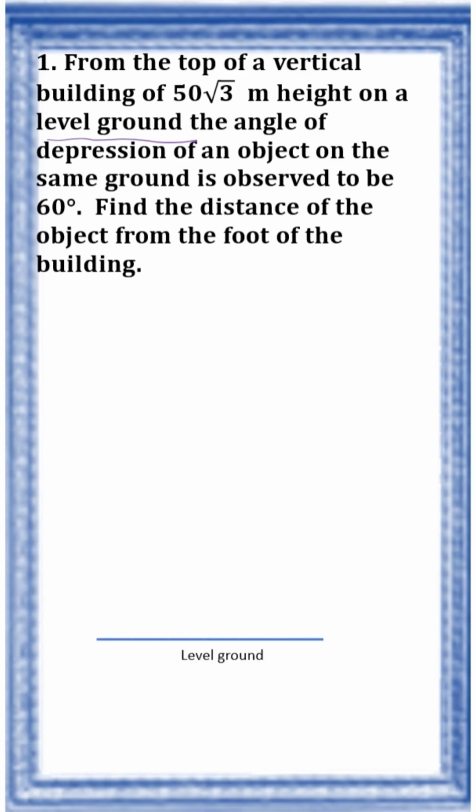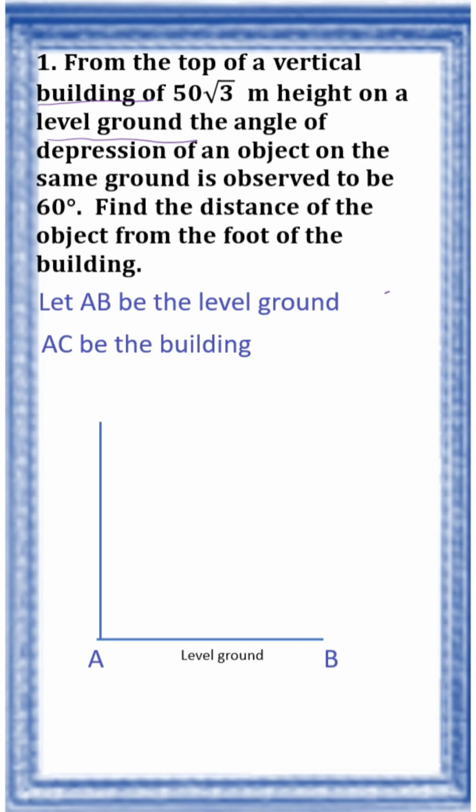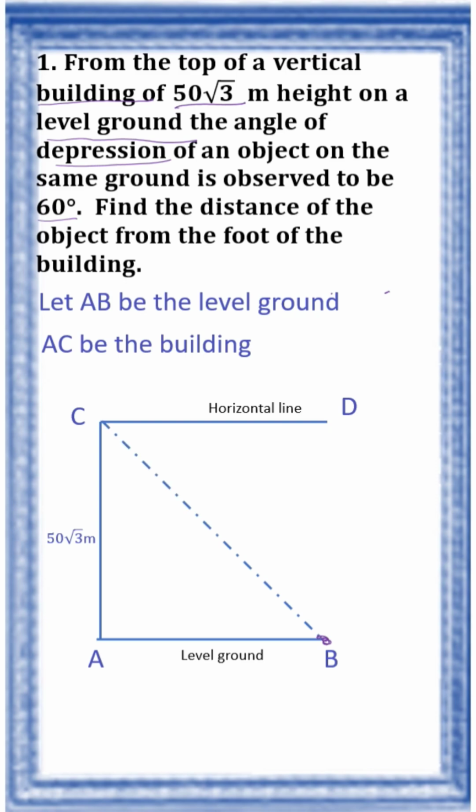So let AB be the level ground. On the level ground, a building is there. Let AC be the building. Its height is 50√3 meter. Now angle of depression of an object, let B be the object, on the same ground is observed to be 60 degrees. So now let us have a horizontal line CD and the line of sight BC.